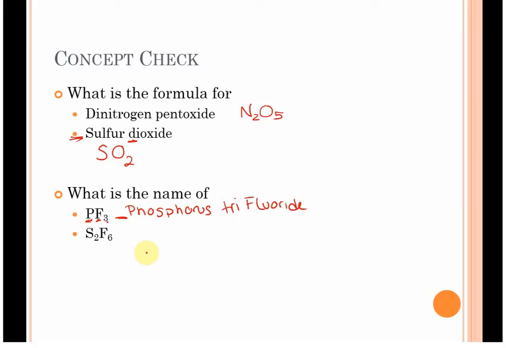S2F6, we're going to name it as sulfur. We need a prefix to say how many, so it's going to be disulfur. Fluorine becomes fluoride, and the 6 indicates a hexa, so it's disulfur hexafluoride.